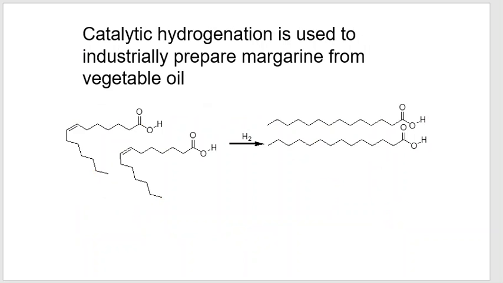It's used to prepare margarine from vegetable oil. So you start with your cis double bonds and you hydrogenate them to give you the more saturated margarine product. This reaction can actually go back in the other direction, but when it does, the more stable double bond forms, and those are trans fats.